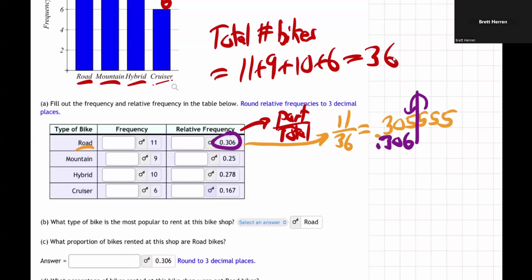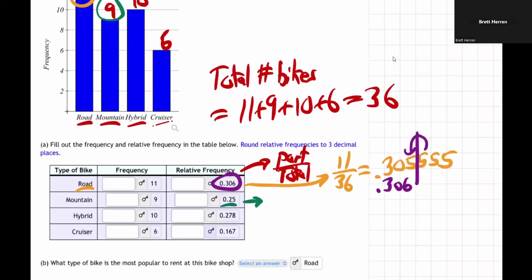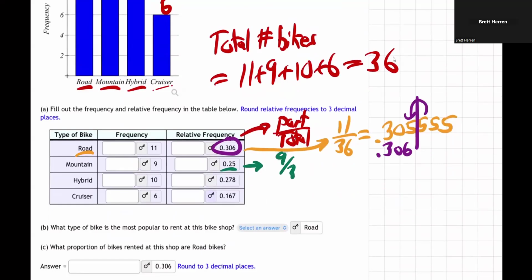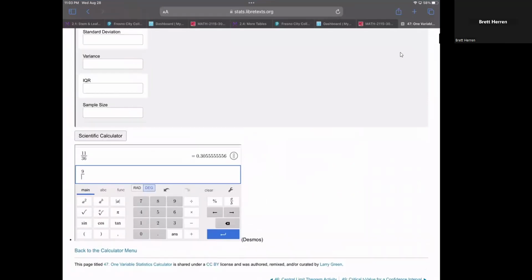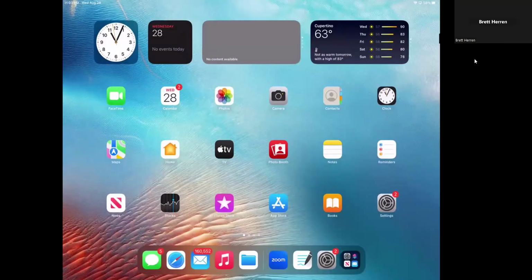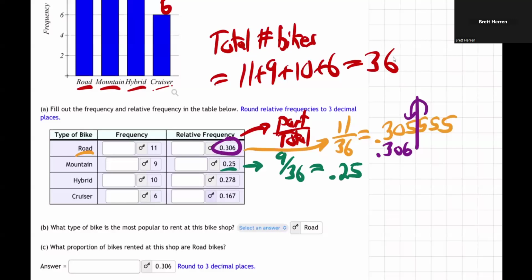Okay, now let's try the next one. So how do we do this one? Same thing. It's the part over the whole. So mountain is 9. 9 out of 36. Go back to your calculator and go, okay, I need 9 out of 36. And you get 0.25. It's 0.25. And we just stop right there because it doesn't even go 3 decimals.